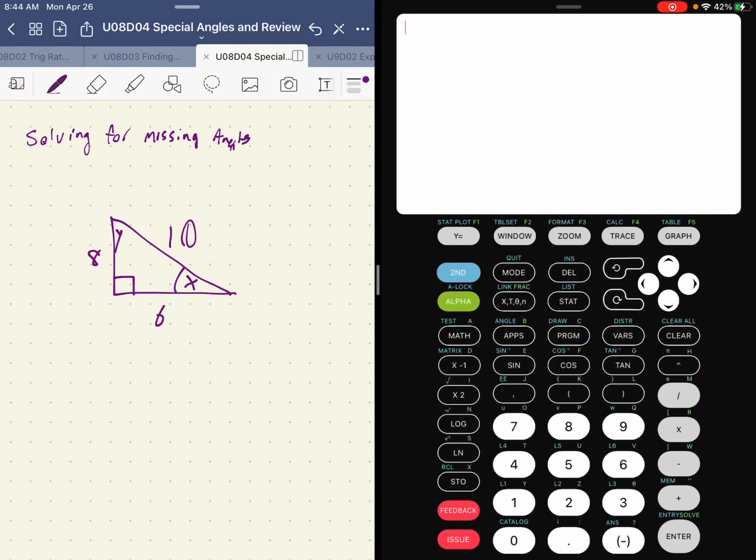Alright guys, so today we're going to learn how to find the missing angle in a right triangle. It's actually easier than finding a missing side of a right triangle.